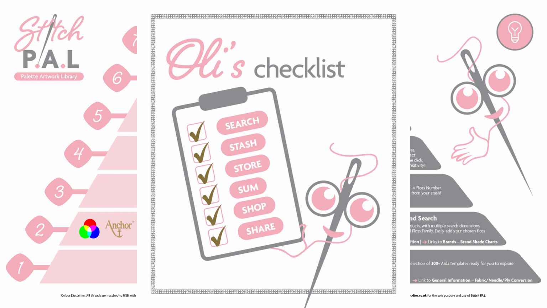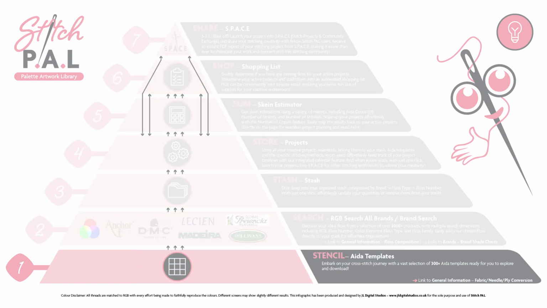Let's now end with a review of this episode. STENCIL within StitchPal offers over 300 Aida templates for cross-stitching. These templates allow users to filter by count, orientation, and stitch dimensions for personalised selections in real time.